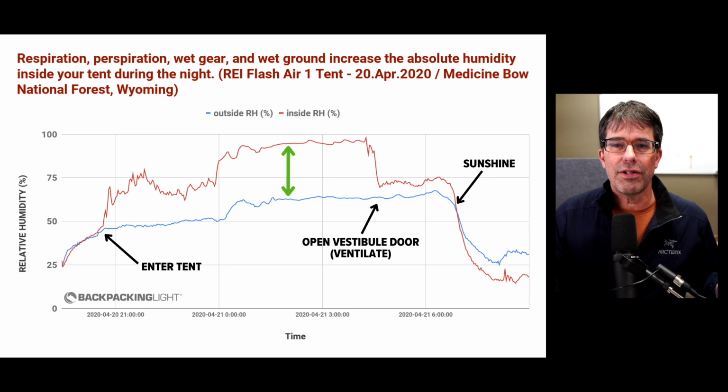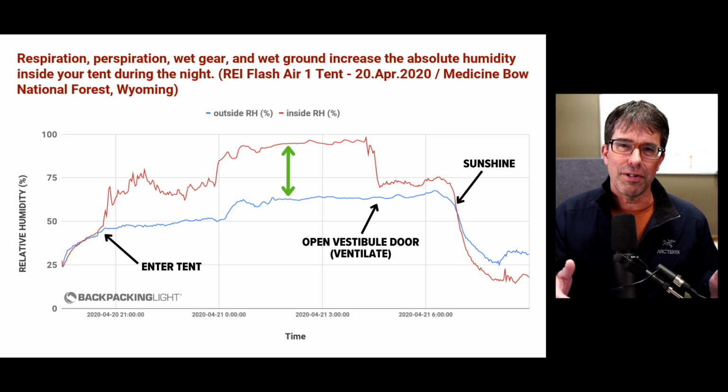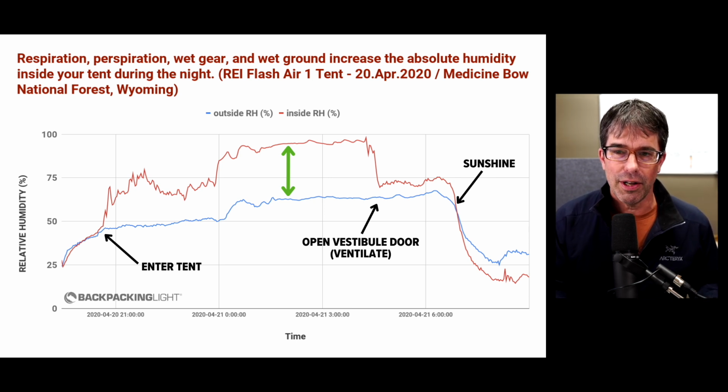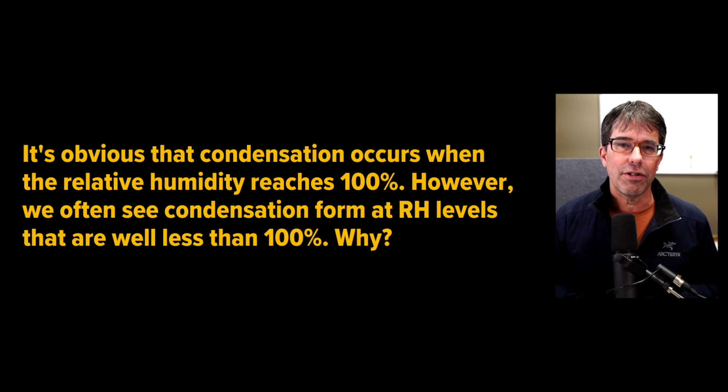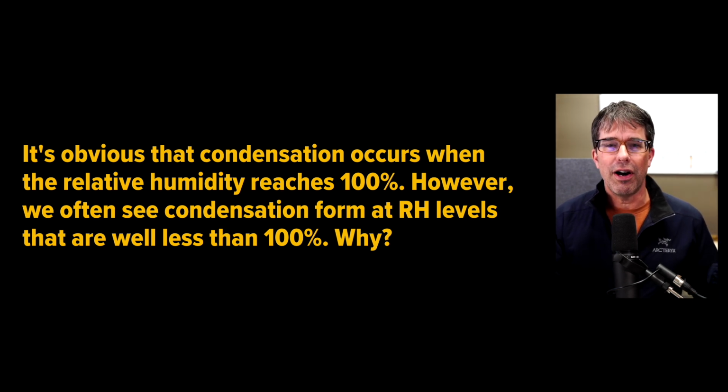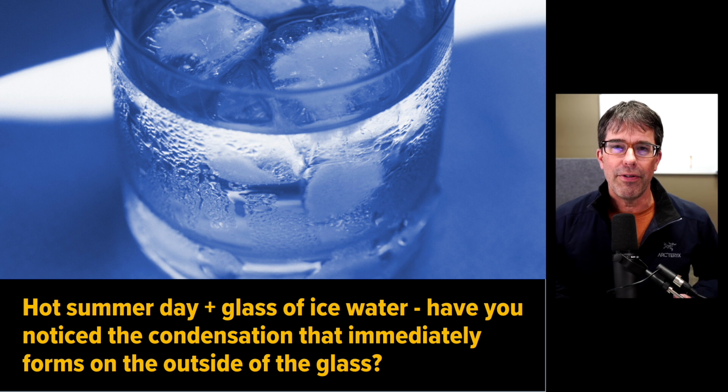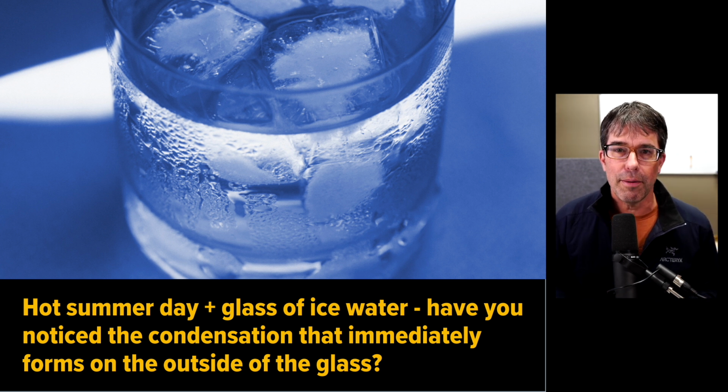Now, it's obvious that condensation occurs when the relative humidity reaches 100%. However, we often see condensation form at relative humidity levels that are well less than 100%. Let's explore why. Consider this well-known example where you have a hot summer day, you pour yourself a cold glass of ice water. Have you noticed that the outside surface of the glass immediately forms condensation? Let's break this example down a little bit.